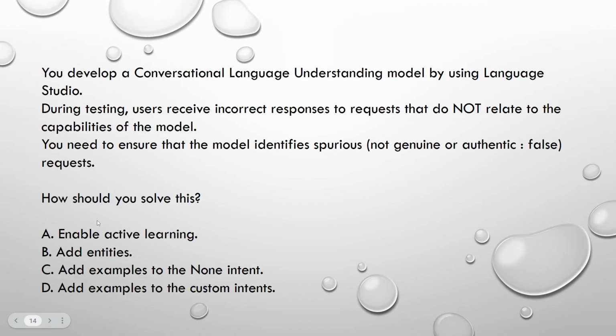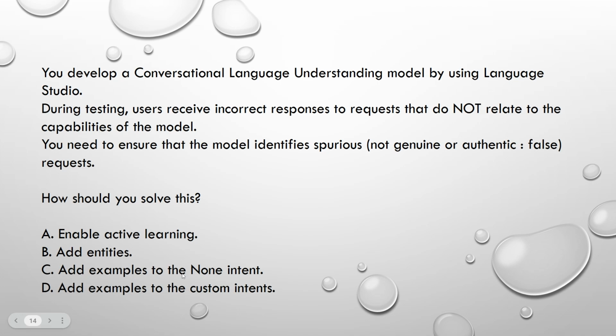Now let us go into the options. Enable active learning. Active learning is for improving the accuracy of the model. It is not to identify spurious requests and respond accordingly. Next is add entities. Add entities is to add types of entities like location, date, time, etc. So it is not for responding to incorrect responses.